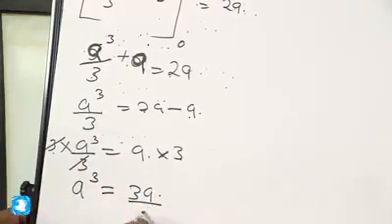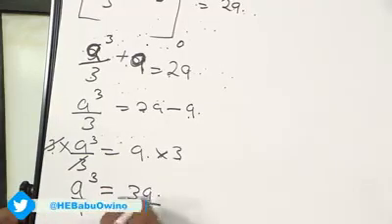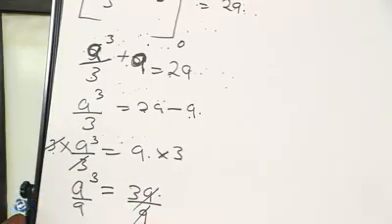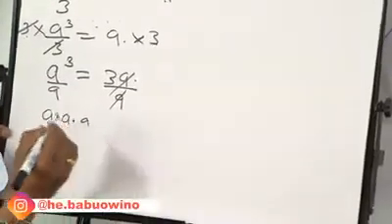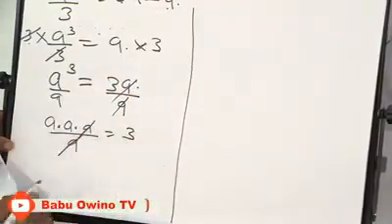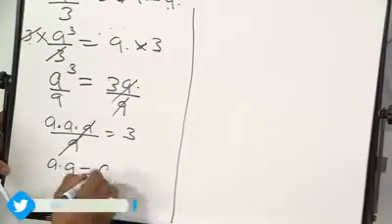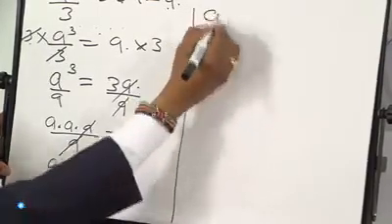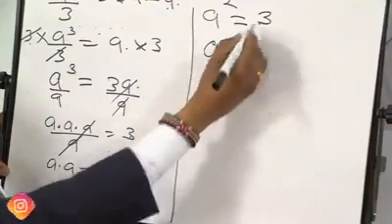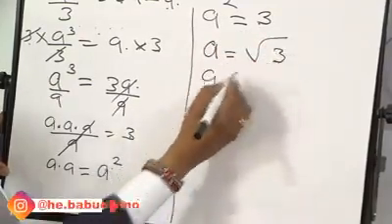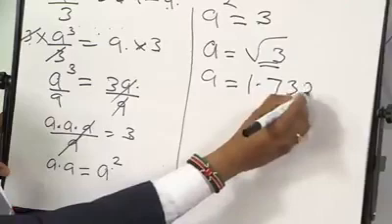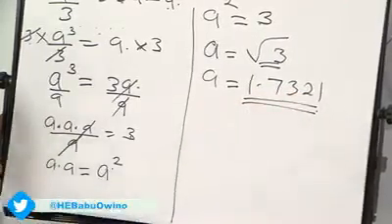Then we can further simplify by dividing by a, because a is common. So a and a goes. Therefore, a raised to power 3 is like saying a times a times a, divided by a, equals 3. When I put a dot it means times. So from here, a can cancel one a. Then you remain with a times a, which can be written as a squared. So a squared equals 3. If you want to find the value of a, you find the square root of 3. So a is root 3, and the square root of 3 is 1.7321 from your calculator. That is the answer.